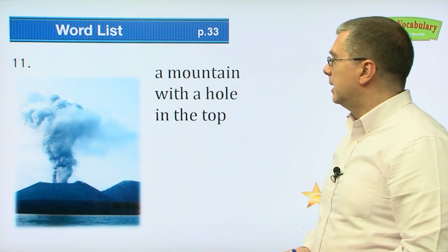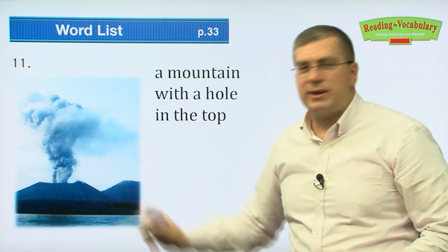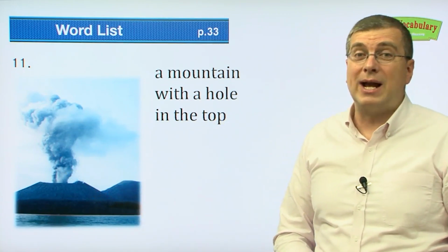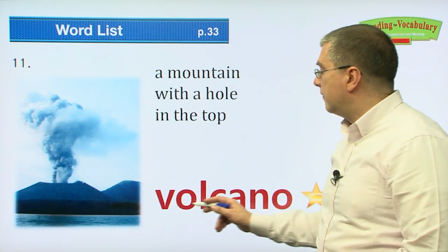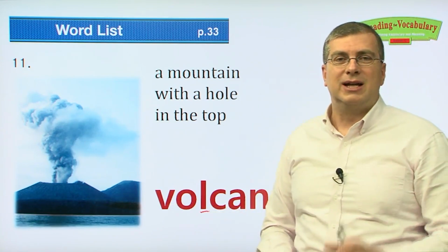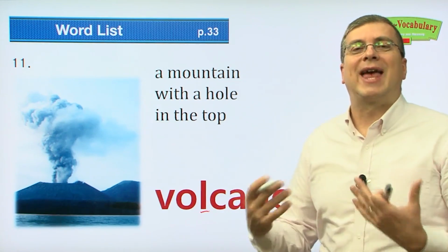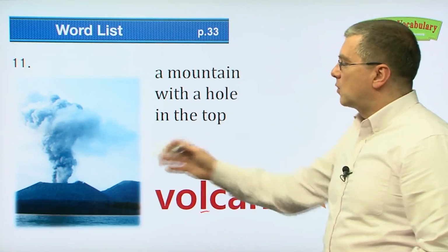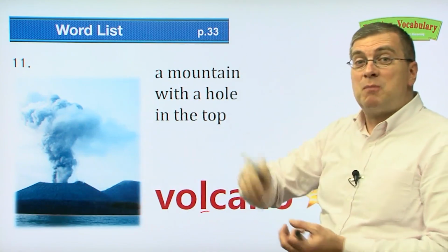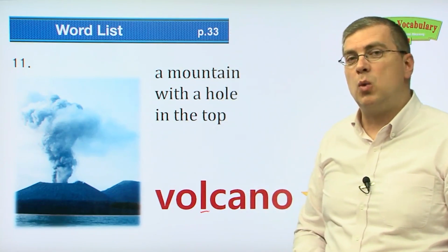Okay. Next one. A mountain with a hole in the top. We've already talked about this word. I've used it several times already. Of course, we're talking about a volcano. We don't really pronounce the L. You don't say volcano with an L, you say volcano. Okay? So, of course, we're talking about this. It's a mountain. There's a hole in the top and smoke, ash, and lava come out of the volcano, erupt.